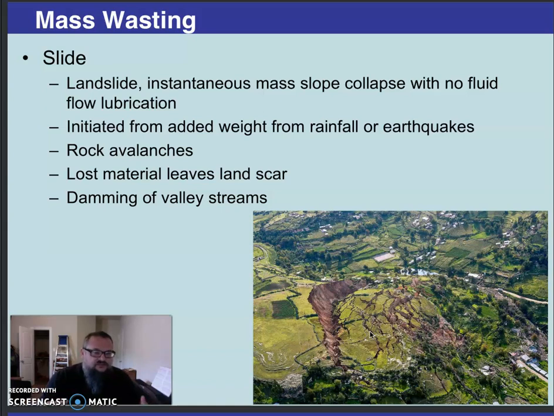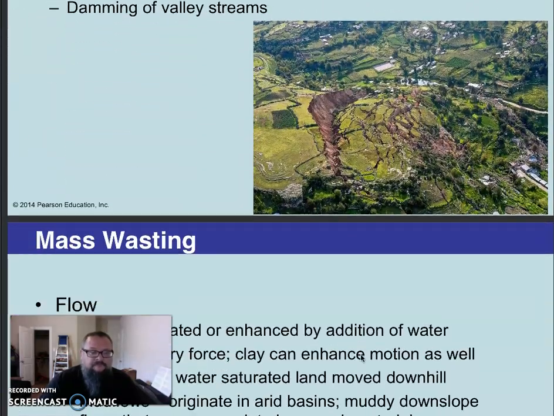With slides, it's usually more of a situation where it's the added weight of all the water that causes the slope to give way. Of course, the lubrication helps, but it's the added weight of the moisture itself more so than the lubrication of the particles from the precipitation. Okay, so there is some moisture required, but it doesn't require a great deal, and slides can happen really, really quickly.